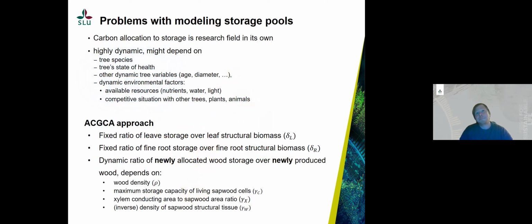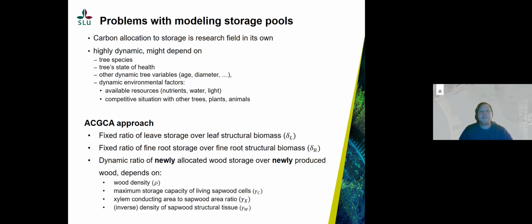Henrik mentioned already quite a lot of that. So this is a research field in its own, because this carbon allocation to storage is supposed to be highly dynamic and might depend on all kinds of things, such as tree species, tree state of health, other dynamic tree variables such as age and diameter, and dynamic environmental factors such as available resources, or even the competitive situation with other trees and plants and animals might play a role. The ACGCA approach is rather simple because it is semi-dynamic.